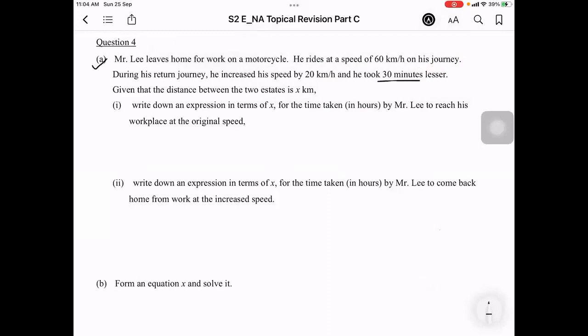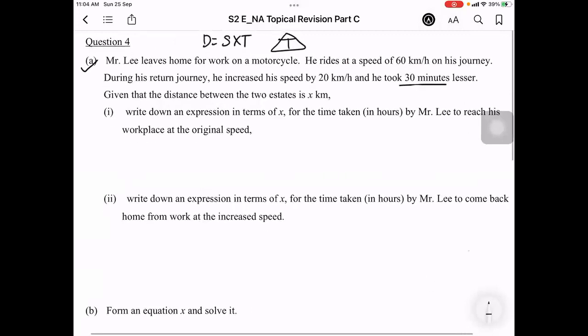Again, you notice this type of question, teacher's favorite: distance, speed, time. So distance equals speed times time, or you use the DST. Okay, so there are a few things. Number 1, Mr. Lee leaves home for work on a motorcycle. He rides at a speed of 60 kilometers on his journey. During his return journey, he increased the speed by 20, and then he took 30 minutes lesser. Then the distance between the 2 estates is X kilometer.